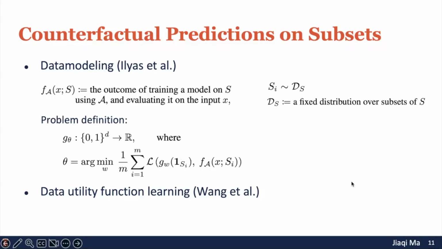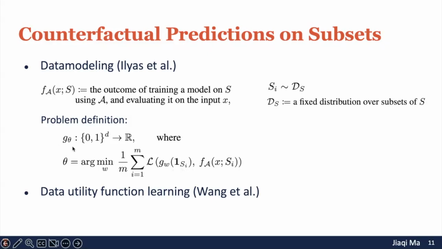Then we can formulate the problem as, can we have a surrogate function G that maps a binary vector to a value that can approximate this F function? Here, the binary vector corresponds to the presence of a data point. Suppose we have D training data points, then the element being 1 indicates the data point is present in the subset, and 0 means the data point is removed. So each of these binary vectors corresponds to a subset of the training set, S_i.